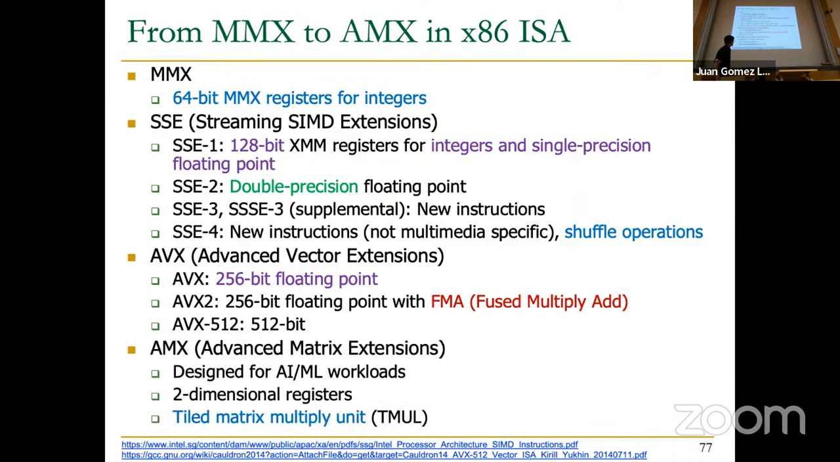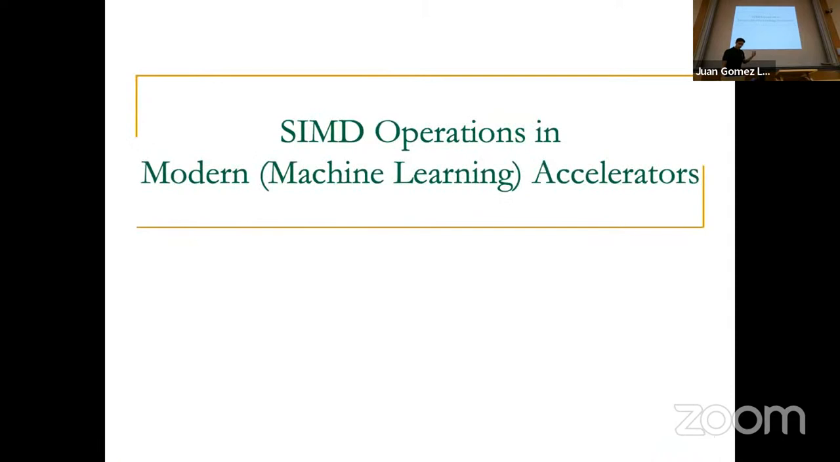And more recently, they released specialized extensions for AI and machine learning. Now registers are two-dimensional because the idea is to perform matrix multiplication. Matrix multiplication, I think I mentioned it before, is a key operation for artificial intelligence and neural networks. So now they have this tile matrix multiply unit that is essentially a SIMD unit as well, but designed to operate on tiles of a matrix.